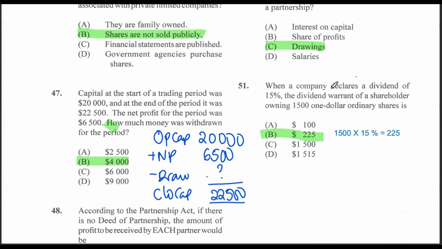Question 51, when a company declares a dividend of 15%, the dividend warrant of a shareholder owning 1,500 $1 ordinary shares will be $1,500 by 15%, $225. There we go.